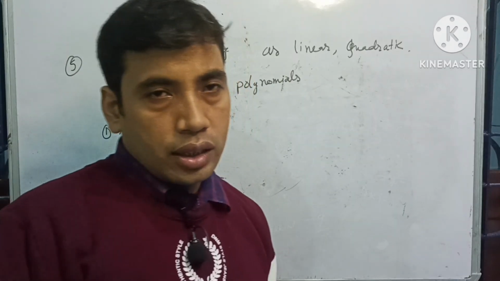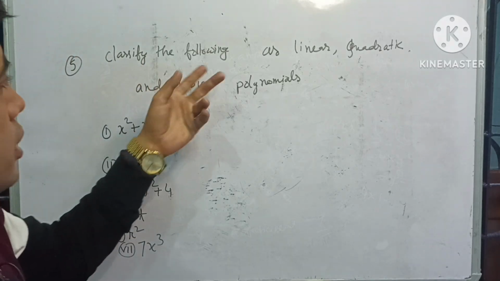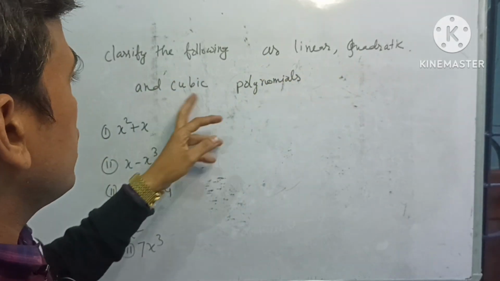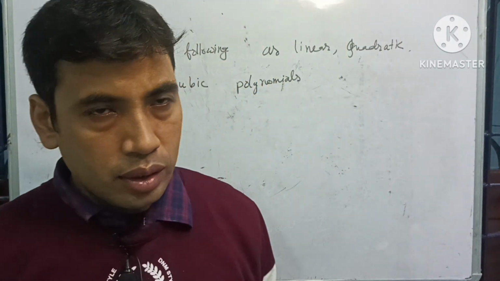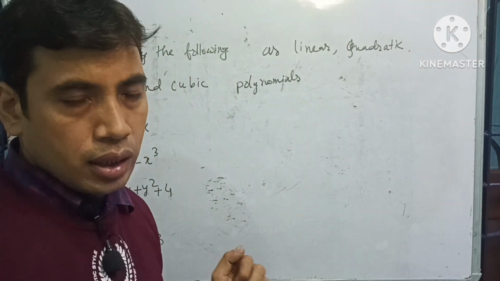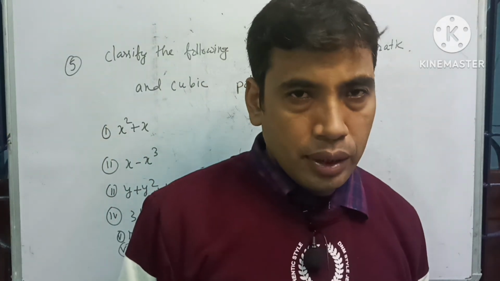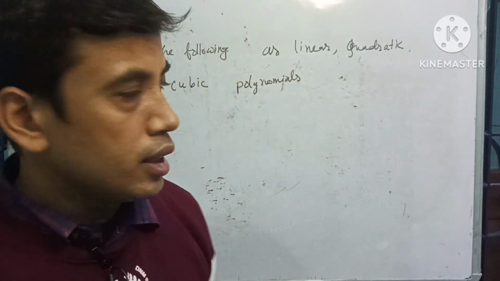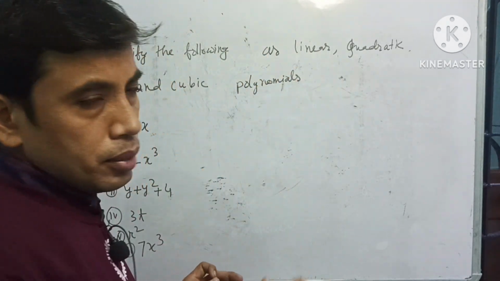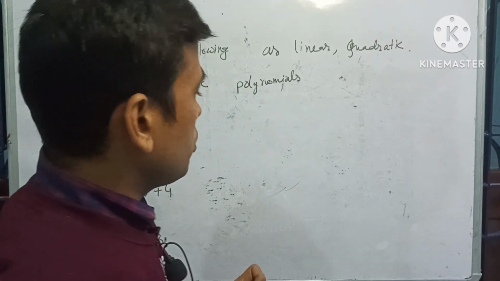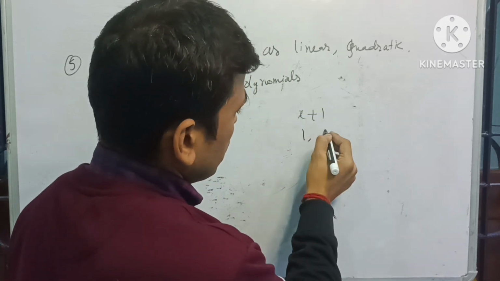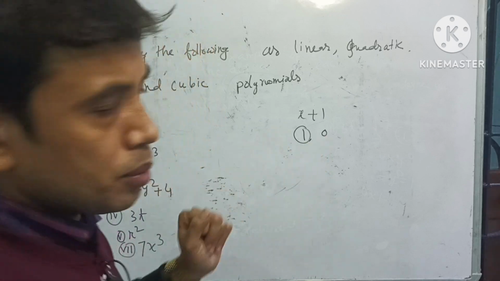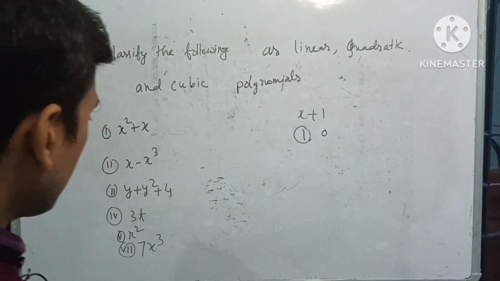Okay. Now see example 5. What is given? Classify the following as linear, quadratic and cubic polynomials. So first we have to know what a linear polynomial is, what a quadratic polynomial is, and what a cubic polynomial is. Polynomials are classified with respect to degree. Polynomials of degree 1 are called linear polynomials. That means x plus 1, here the exponent of x is 1, here 0, so the degree is 1. Such types of polynomials are called linear polynomials.